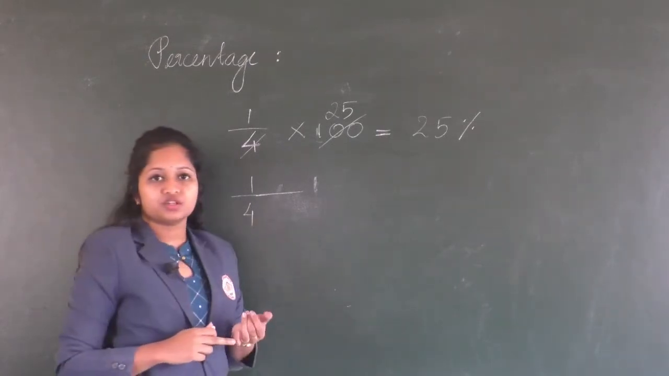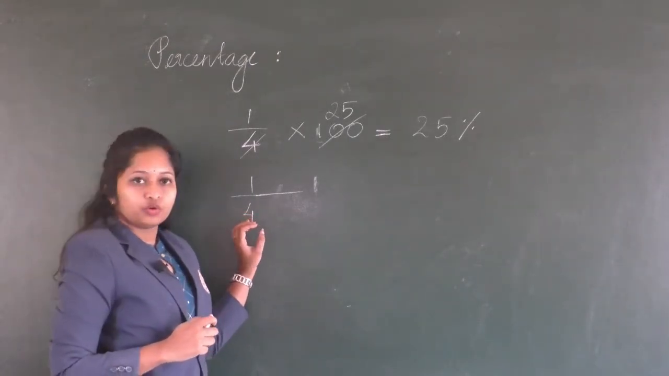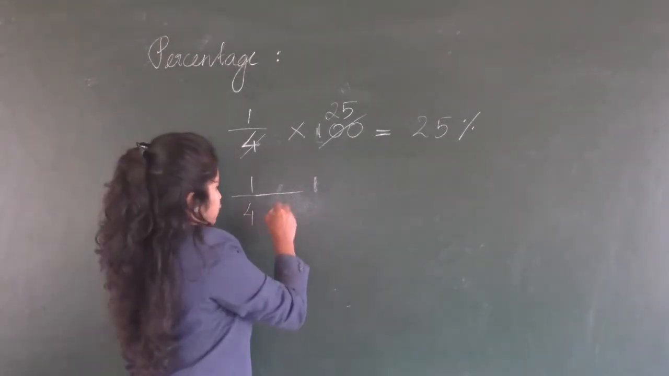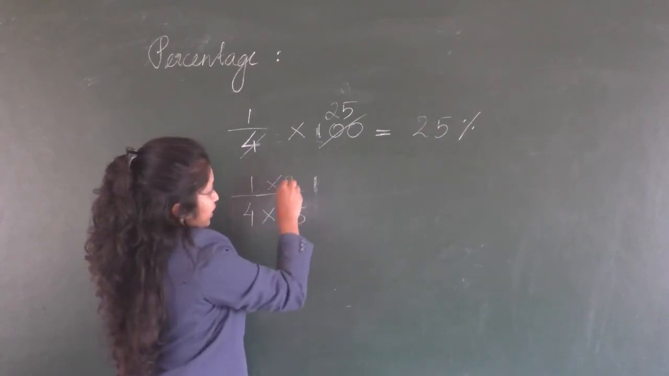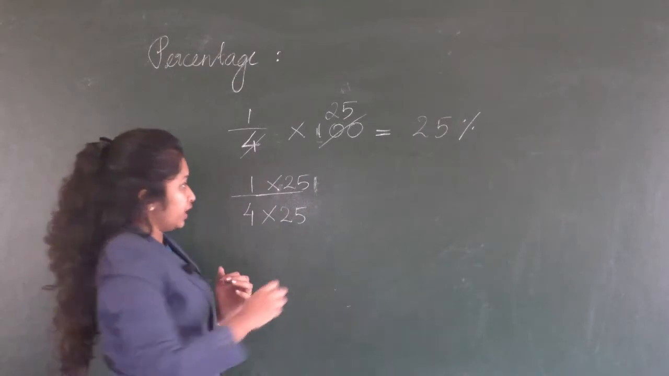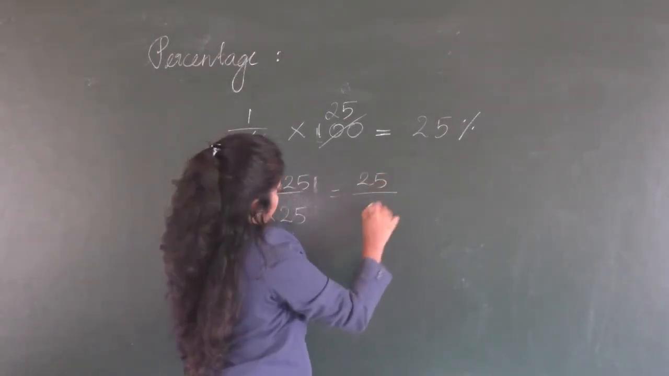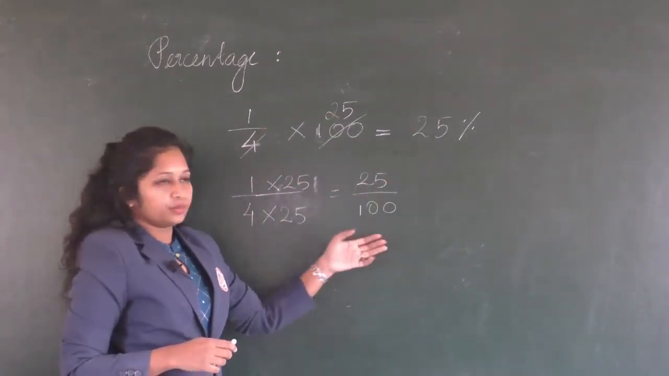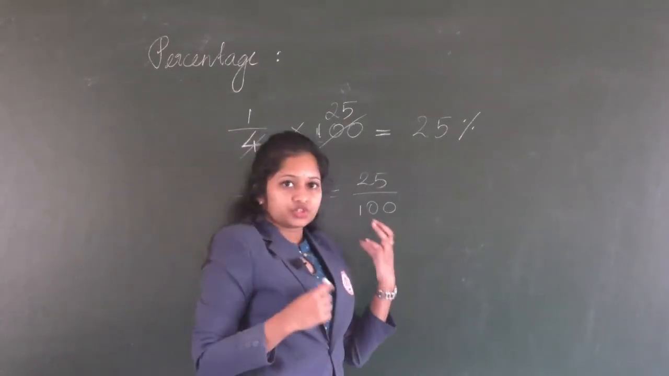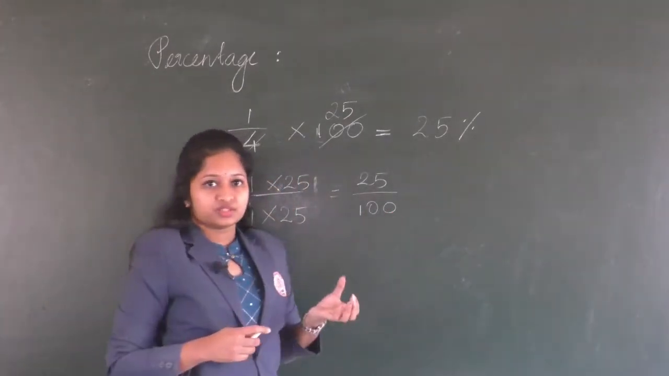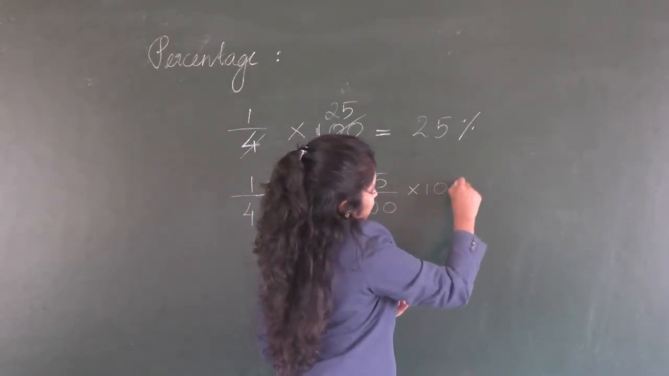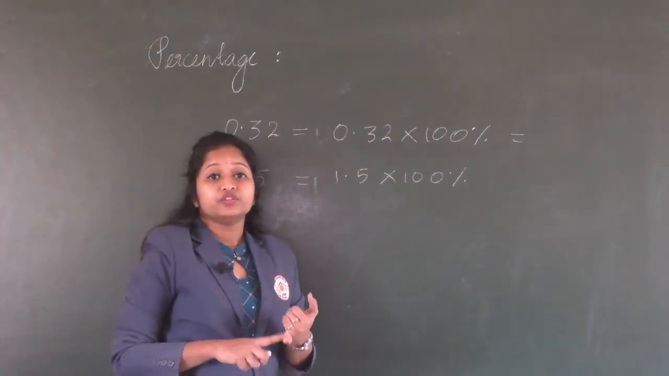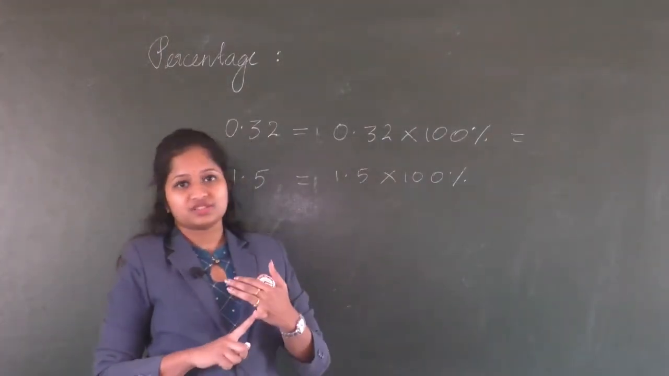So how can we make this denominator 100? By multiplying 4 with a certain number. So the number shall be 25. So if you multiply both numerator and denominator by 25, we will get 25 by 100. We got the same thing back. Now what is 25 by 100? We should convert this to percentage. So we can multiply by 100 and make it as 25%. So children, we learn to convert fractions to percentage, isn't it?